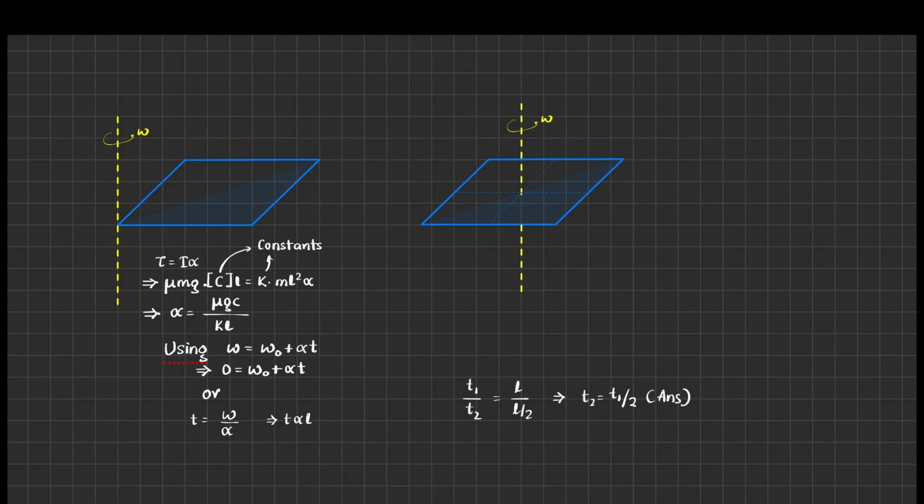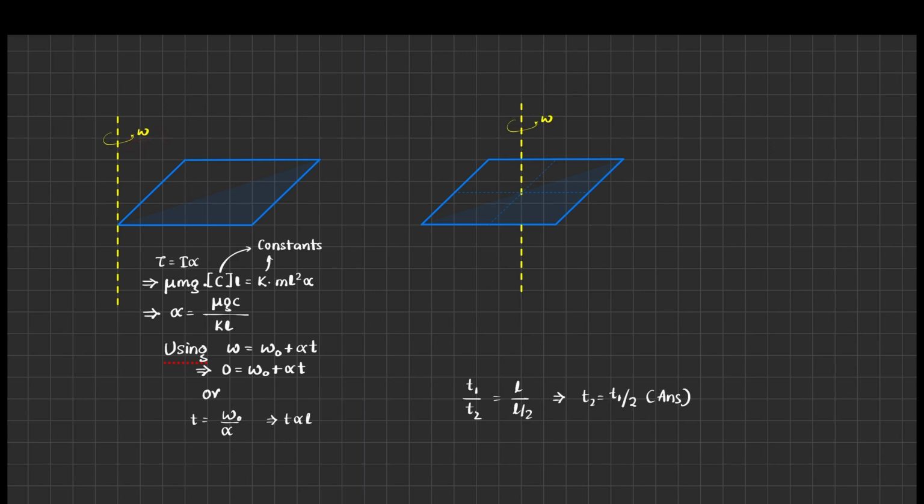Now to stop it, I am writing omega equals omega naught plus alpha t, because the torque, the alpha part is constant here. So if I put final omega as 0, then I get the time taken to stop it is omega naught by alpha. So omega naught value is this omega here.